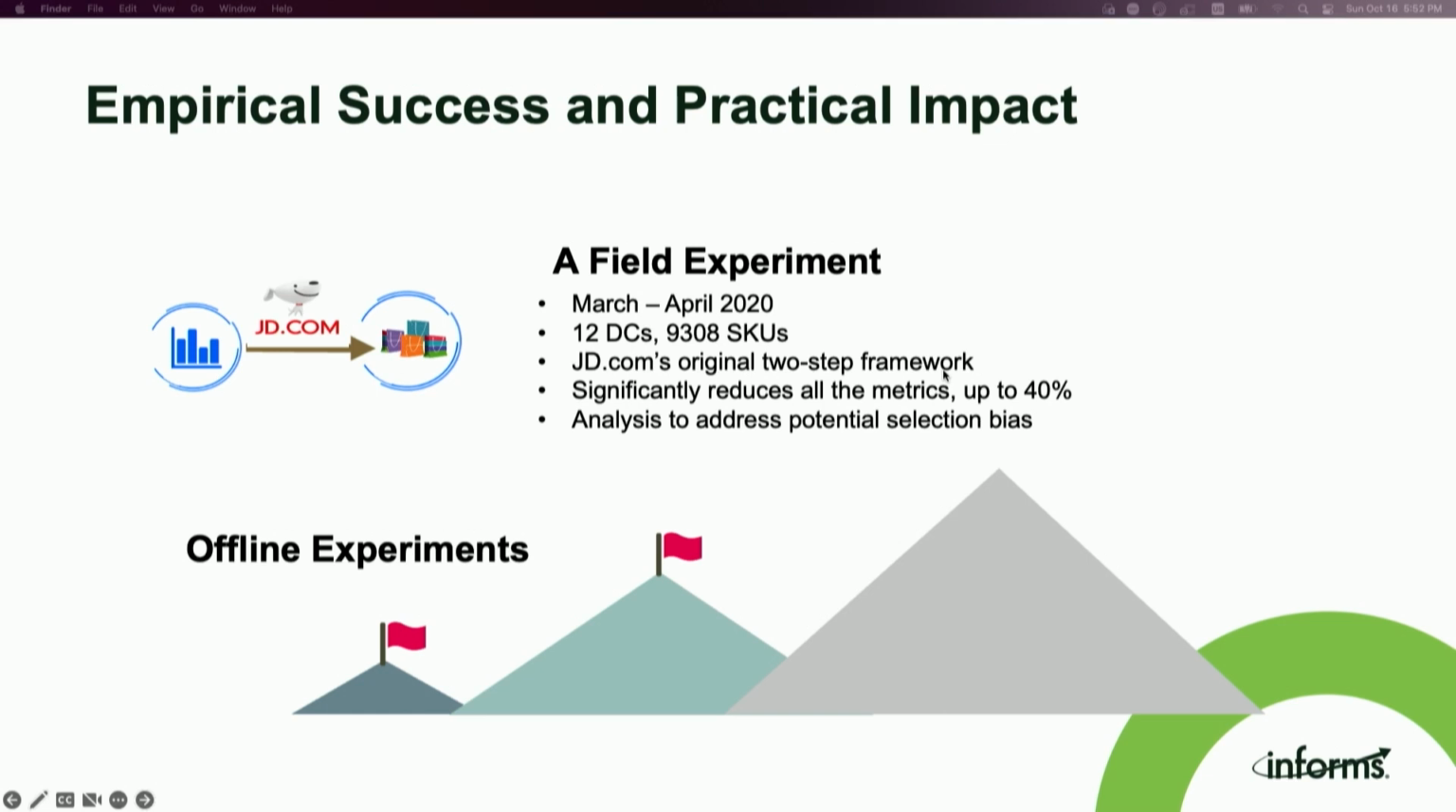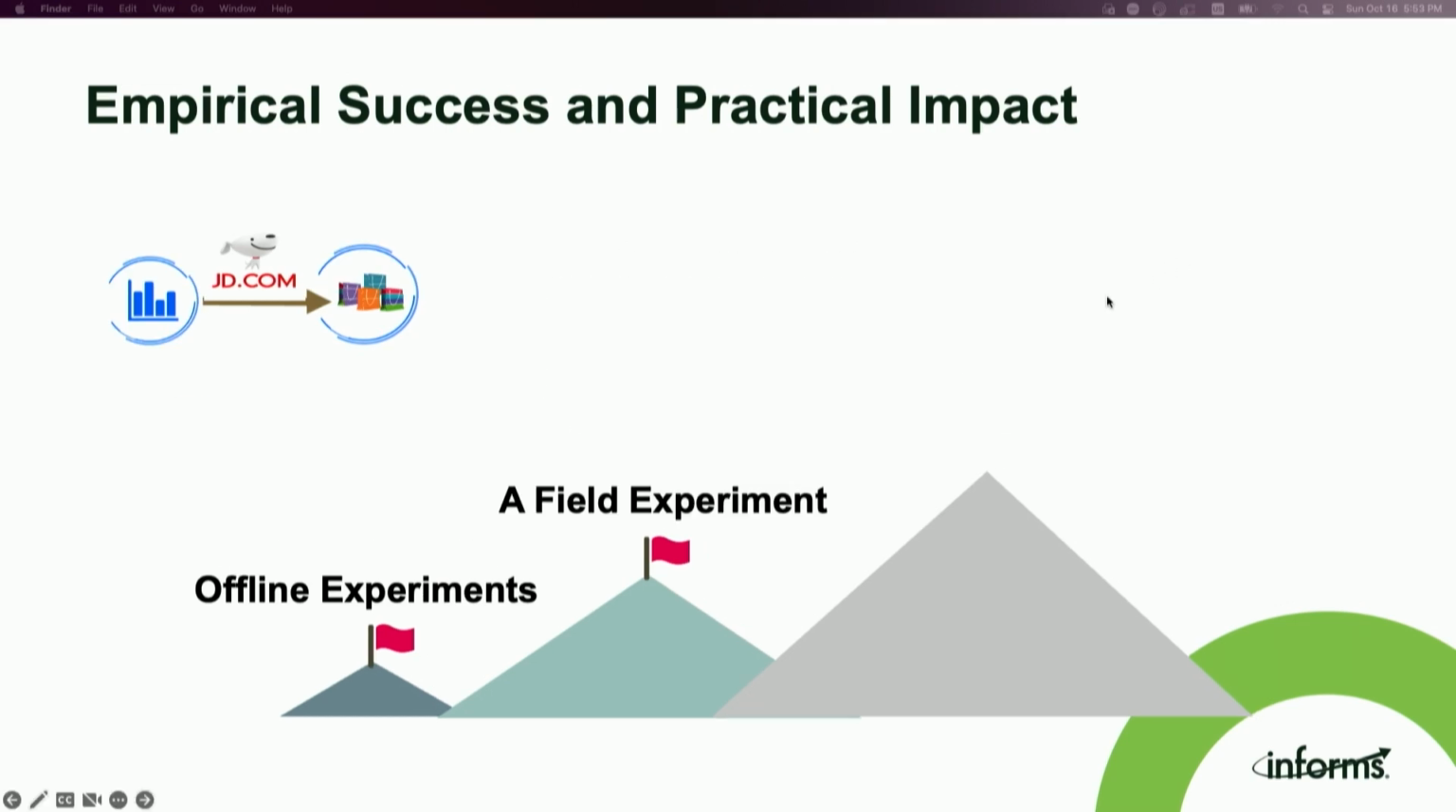framework. From the results, we could see that it significantly reduces all of the metrics, including holding cost, stock-out cost, turnover rates, and stock-out rates. We also conducted analysis to address the potential selection bias, because the control and treatment groups are not 100% randomly selected, but I won't waste time on all these details.